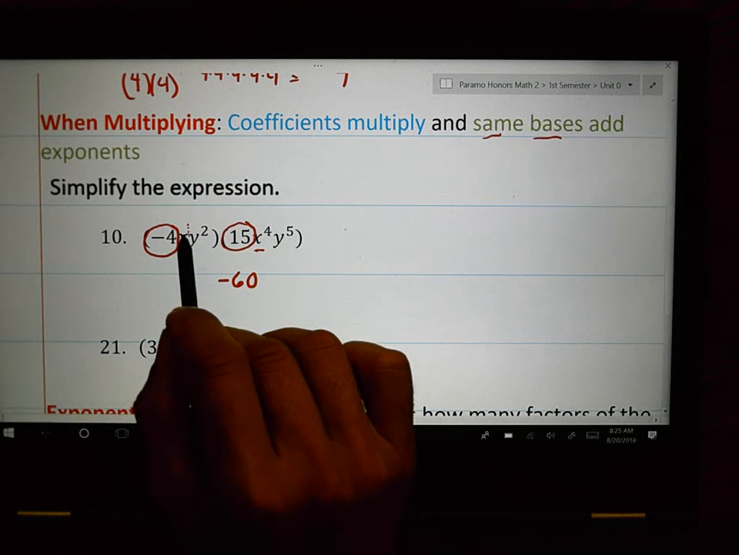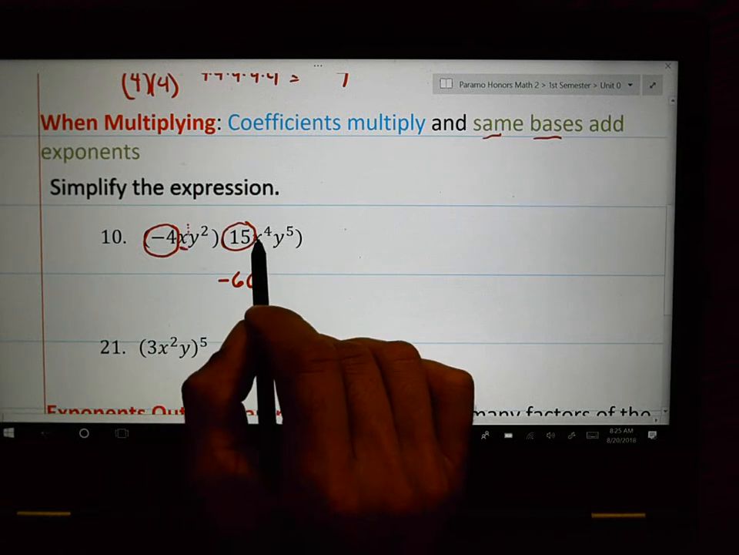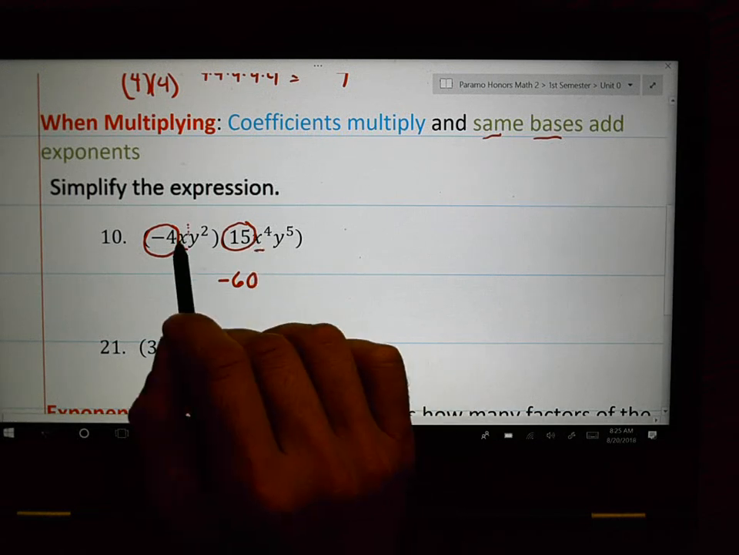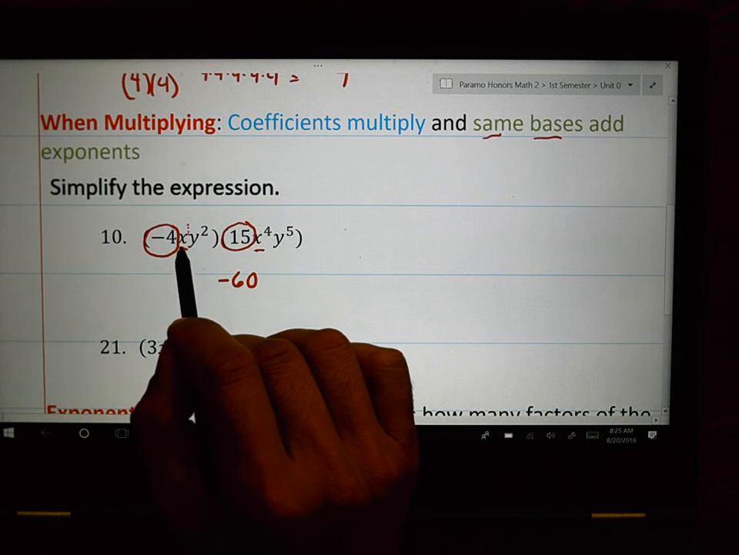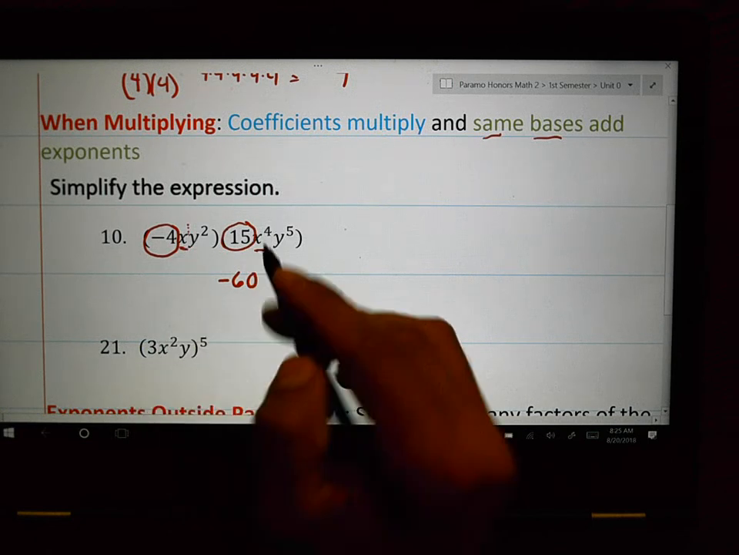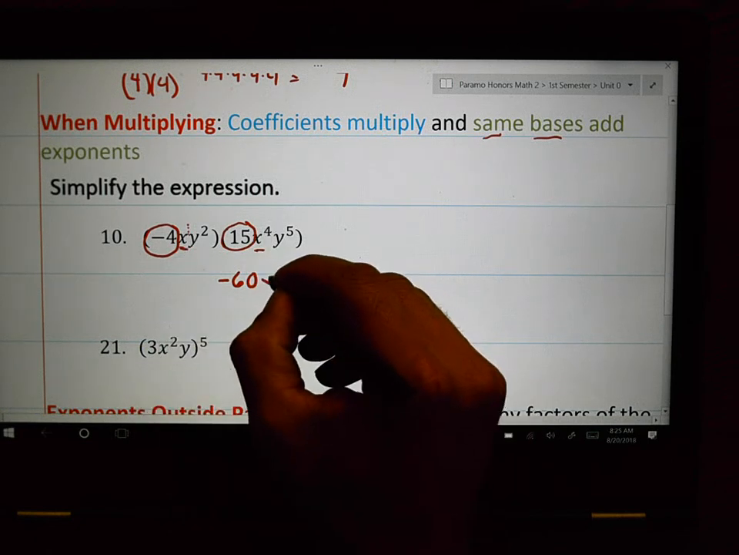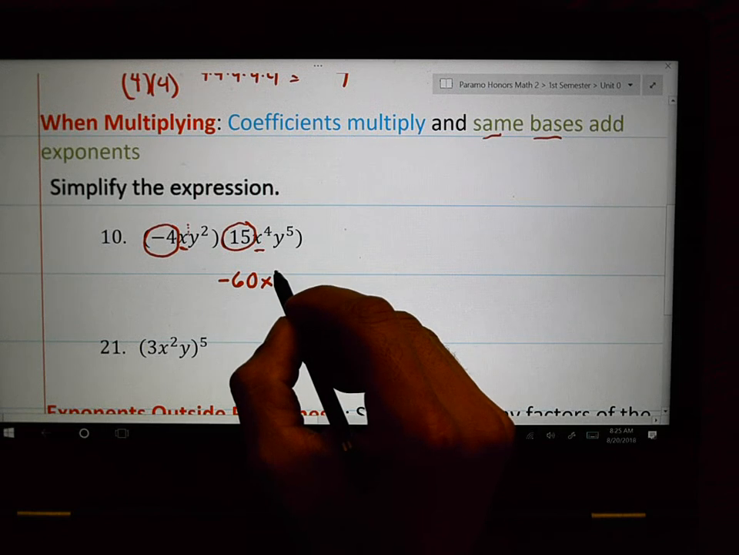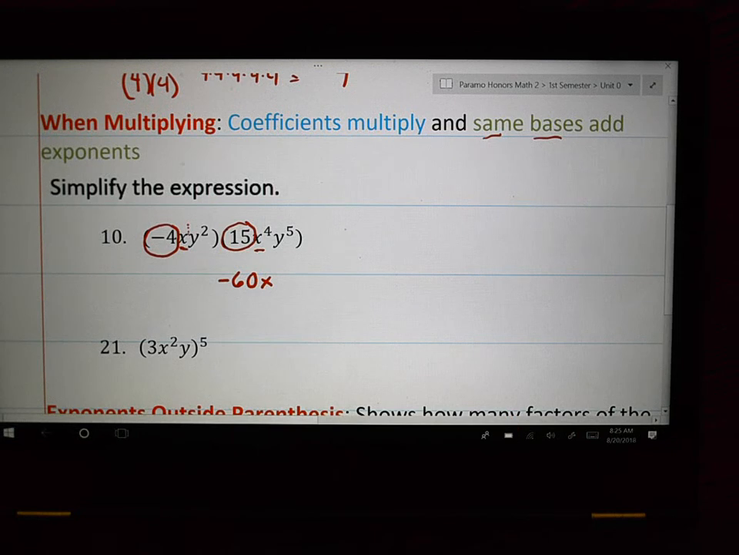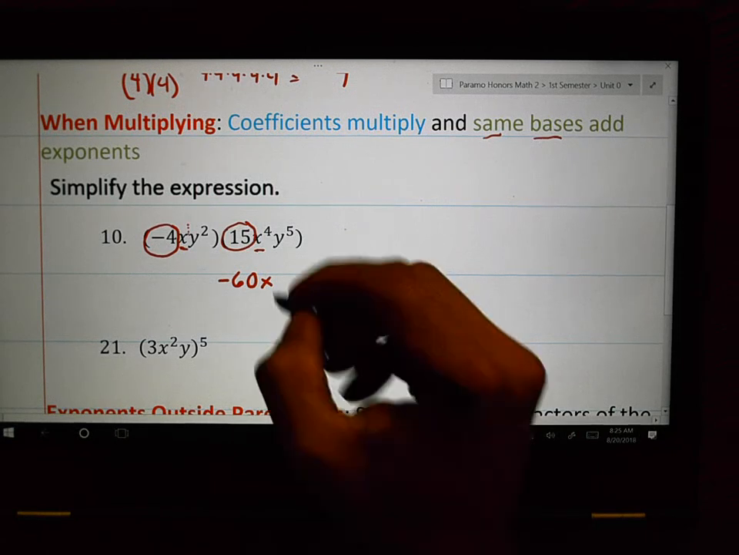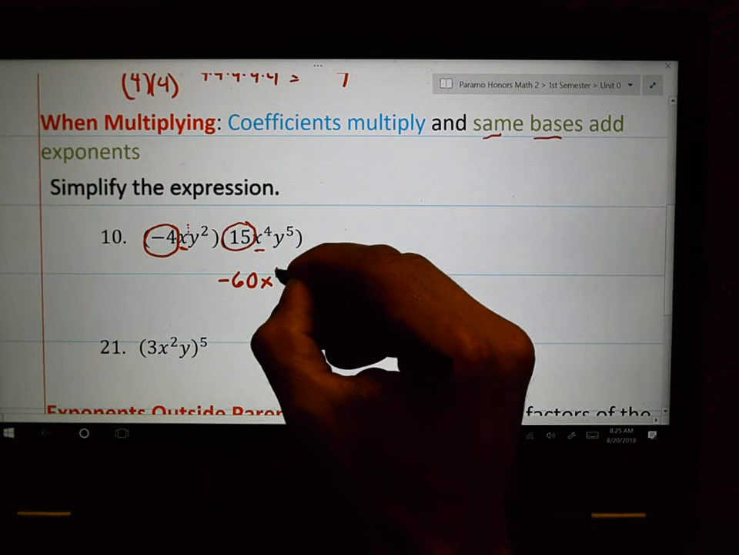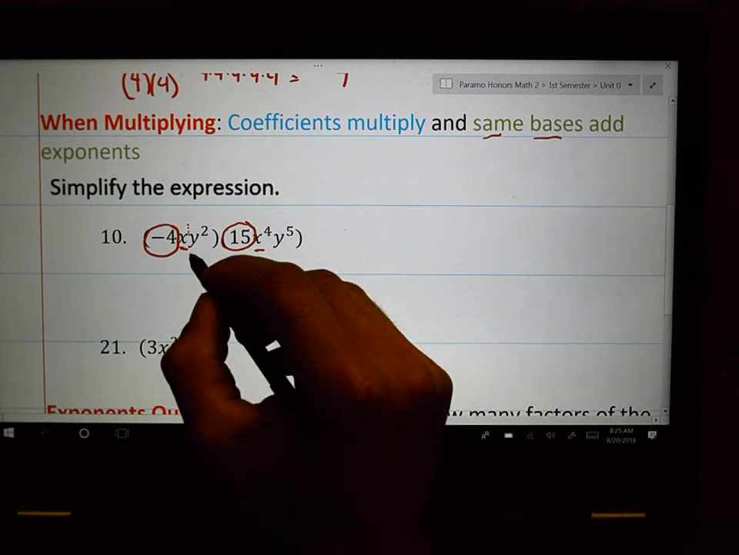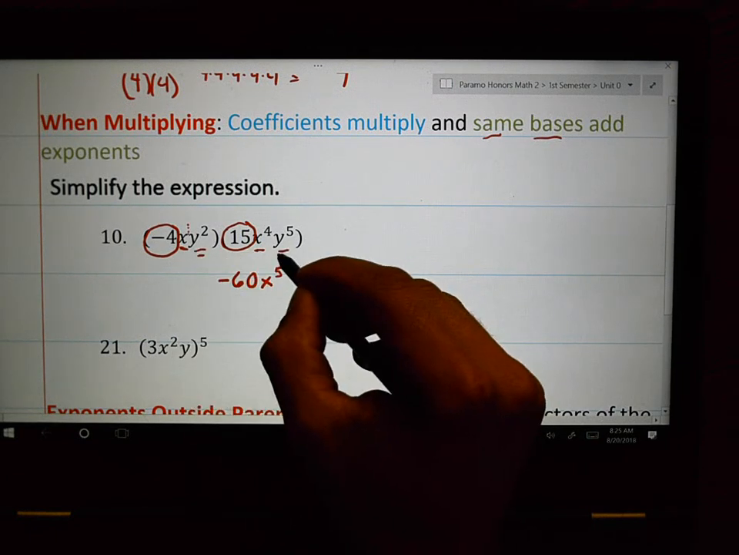If I have x to the 1st and I have x to the 4th, there's 4 x's multiplying each other. There's another x here multiplying each other. How many x's do I have multiplying each other? It's going to be x to a certain power. I hope you know what that power is. If you know what that power is, say the number out loud. 5. Wonderful.